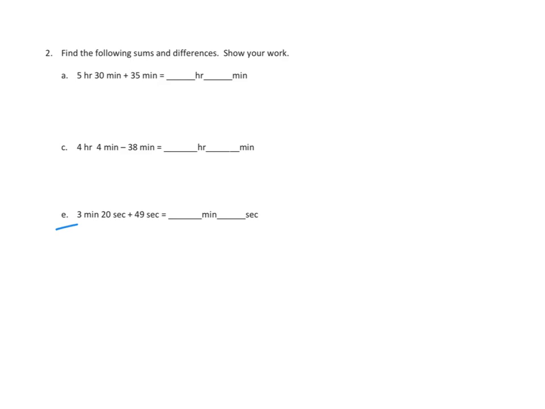Let's take a look at 2E. 2E has us add 3 minutes 20 seconds to 49 seconds. Again, we've got a mix of units here. So let's go ahead and add the seconds together. That would be 69 seconds. But 69 seconds is more than 60 seconds, which is a minute. So let's break down 69 seconds into 60 seconds and 9 seconds. That 60 seconds will give us a whole minute, which we'll add to the 3 minutes to make 4 minutes. And then we've just got our 9 seconds left. We've bundled together 1 minute out of the 69 seconds, giving us 4 minutes and 9 seconds. Awesome.